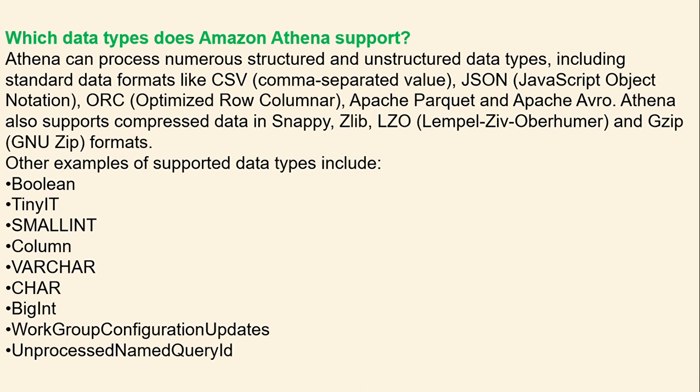So which are the different data types Amazon Athena supports? It supports Boolean, tinyint, smallint, columnar, varchar, char, bigint, and so on. Amazon Athena can process numerous structured and unstructured data types. It also supports data formats such as CSV, JSON, ORC (optimized row columnar), Apache Parquet, and Apache Avro. Athena also supports compressed data in formats such as Snappy, Zlib, LZO, LZ4, and gzip as well.